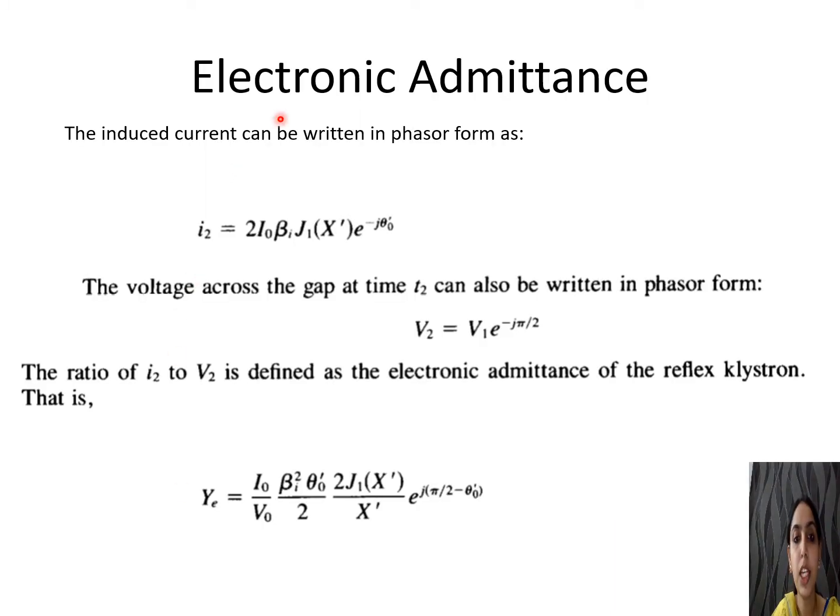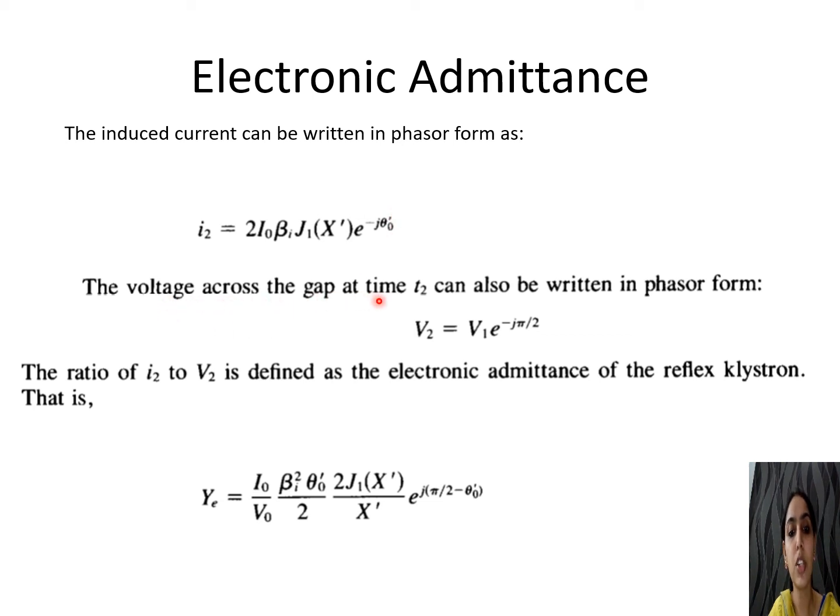Now we come to the electronic admittance of the reflex klystron. How can we define admittance? It is the ratio of the induced output current I2 to the induced output voltage V2. So we can first write the expression for I2. Here it is written in phasor form: 2 I0 beta 1 J1 of X dash into e raised to minus j theta 0 dash. Theta 0 dash is the transit gap angle for the reflex klystron.